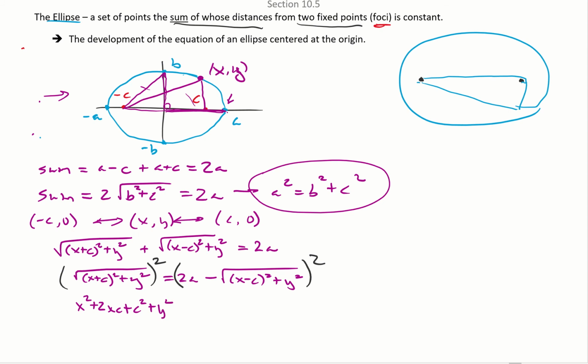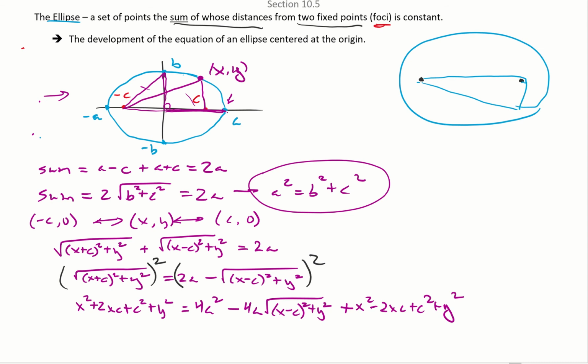And then when we FOIL this out, what we end up with is 4a squared, and then it's going to be minus 2a times that, minus 4a times this radical, x minus c quantity squared plus y squared, and then plus the radical squared, which I'm going to multiply out. I'm going to get an x squared minus in this case, right? Okay. The one on the left is plus. This one's going to be minus 2xc, careful, plus c squared plus y squared, like so.